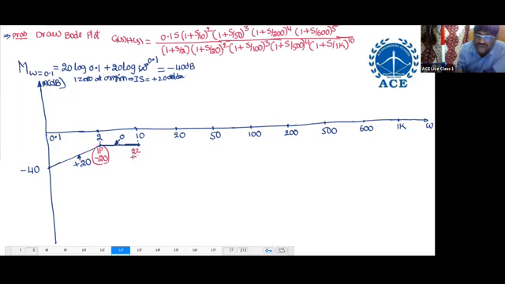2 zeros means plus 40. At 10, 2 zeros. 2 zeros means plus 40. Plus 40 plus 0. That means what happened? Plus 40. You draw a line with plus 40 like this. It is not compulsory that it should cross here only. We want to draw like this also.